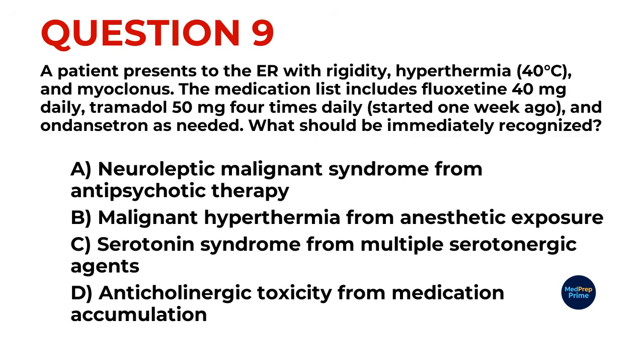A patient presents to the ER with rigidity, hyperthermia 40 degrees Celsius, and myoclonus. The medication list includes fluoxetine 40 mg daily, tramadol 50 mg 4 times daily, started 1 week ago, and ondansetron as needed. What should be immediately recognized? Option A, neuroleptic malignant syndrome from antipsychotic therapy. Option B, malignant hyperthermia from anesthetic exposure. Option C, serotonin syndrome from multiple serotonergic agents. Option D, anticholinergic toxicity from medication accumulation.